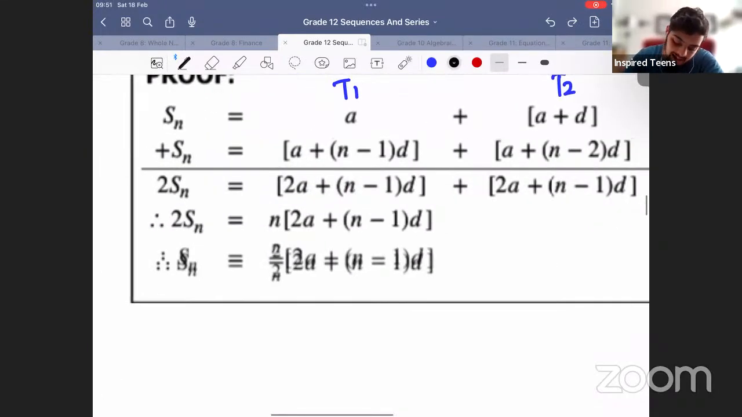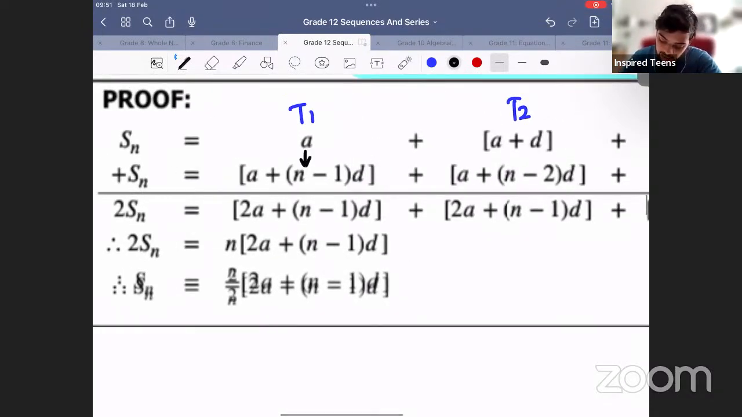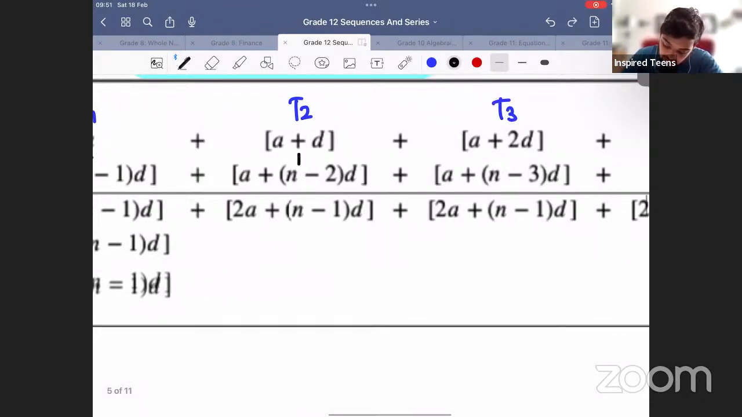And then when you add them, so if you add them in a row, if I'm going to add a into that, I'm going to get 2a plus n minus 1 times d. If I'm going to add this to that, I'm going to get 2a plus n minus 1 times d.